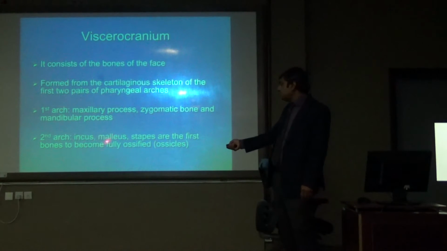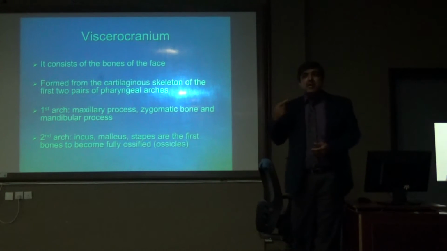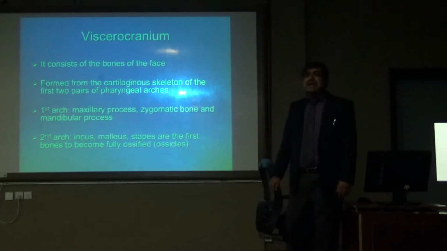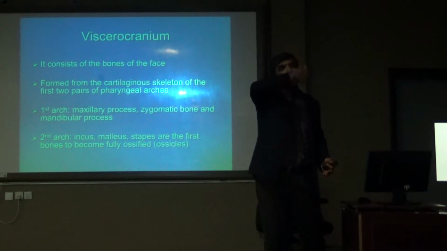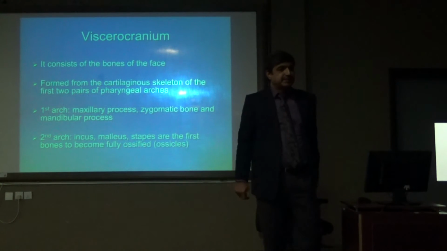The second arch forms the incus and malleus. What are incus and malleus? In the ear, we call them ossicles as well. So these bones are formed from the second arch. In this way, the whole skull has been formed, including the face.